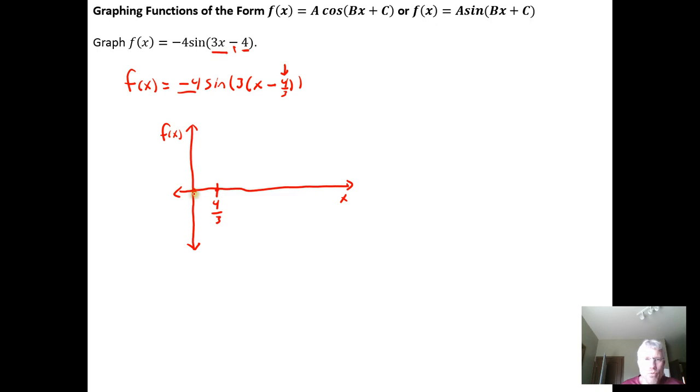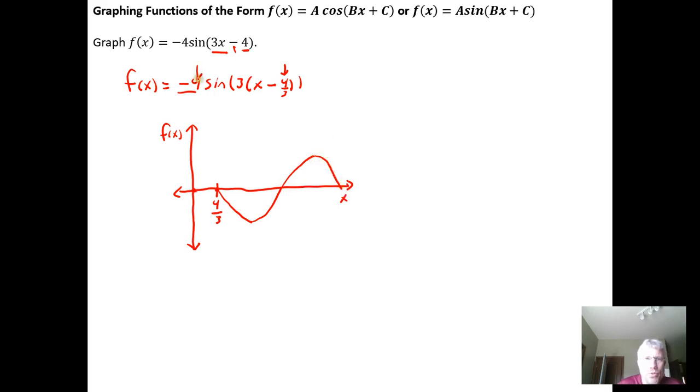Usually negative 4 times sine, we would go like this. But instead we're going to move over our shifted amount, 4/3, and then just draw what the sine function is supposed to look like if it's reflected. Instead of going up, it goes down to its low point, comes back up to its midline, it goes up to its high point, and comes back down to its midline.